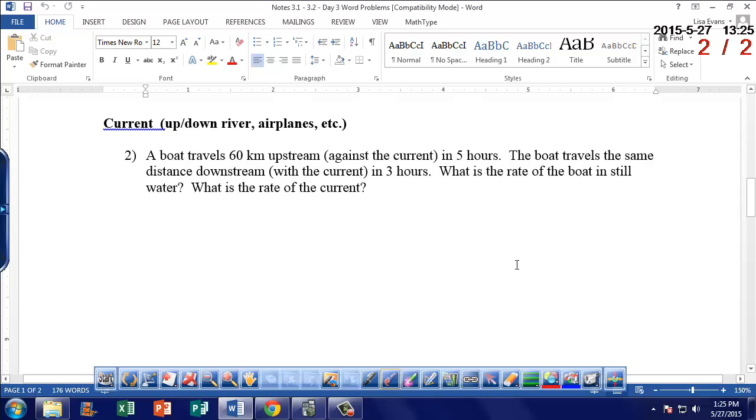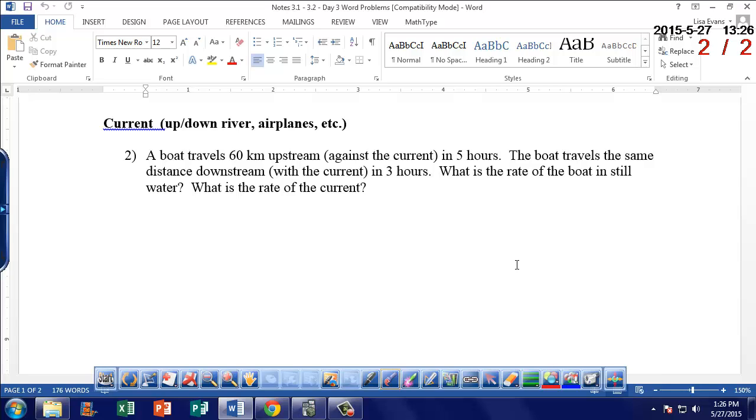Okay, welcome back. Current problems, there are 3 steps to doing current problems. They're a little bit different than all the problems that we have done before. So let's just get started. A boat travels 60 kilometers upstream against the current in 5 hours. The boat travels the same distance downstream with the current in 3 hours. What is the rate of the boat in still water? What is the rate of the current?